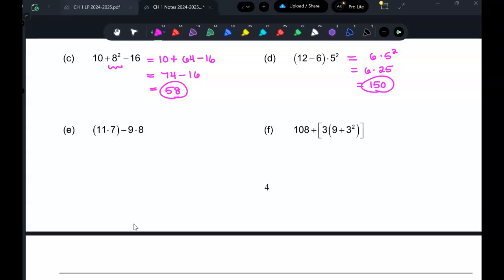Okay, the most powerful operation in this case is the parentheses and the multiplication. So that's 77. Now, could I do 9 times 8 at the same time? Yes, that's okay because they are separate from each other. 77 minus 81.